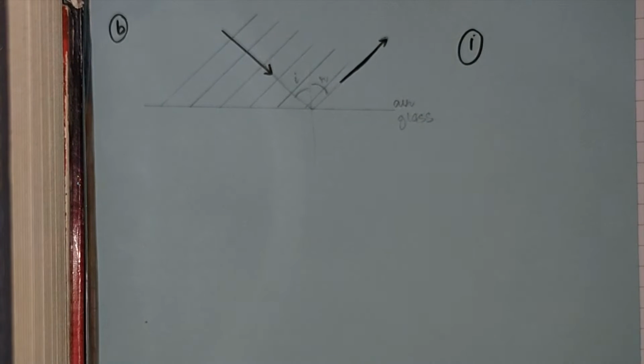The wave will look like this, and now I'll draw the wave fronts. One thing to note is that the wavelength will remain the same. When a wave is reflected, wavelength always remains the same. Frequency remains the same. The only thing that changes is the direction.